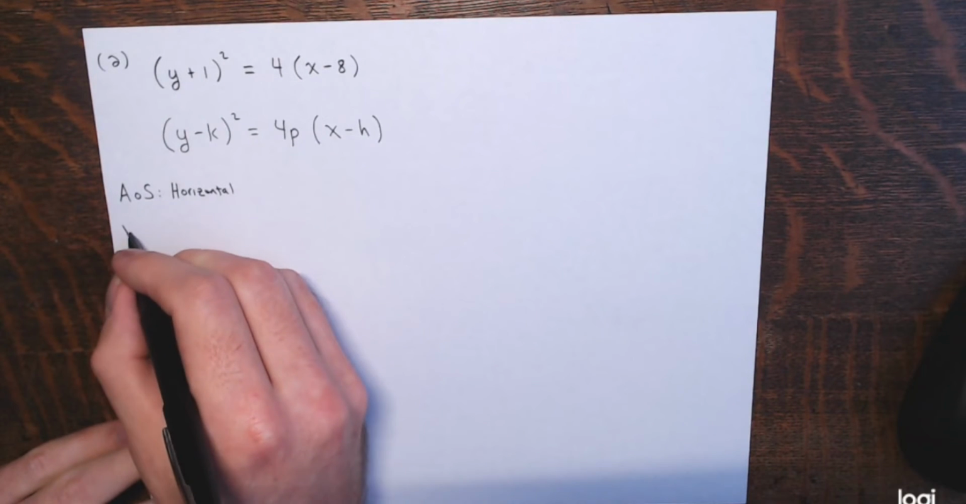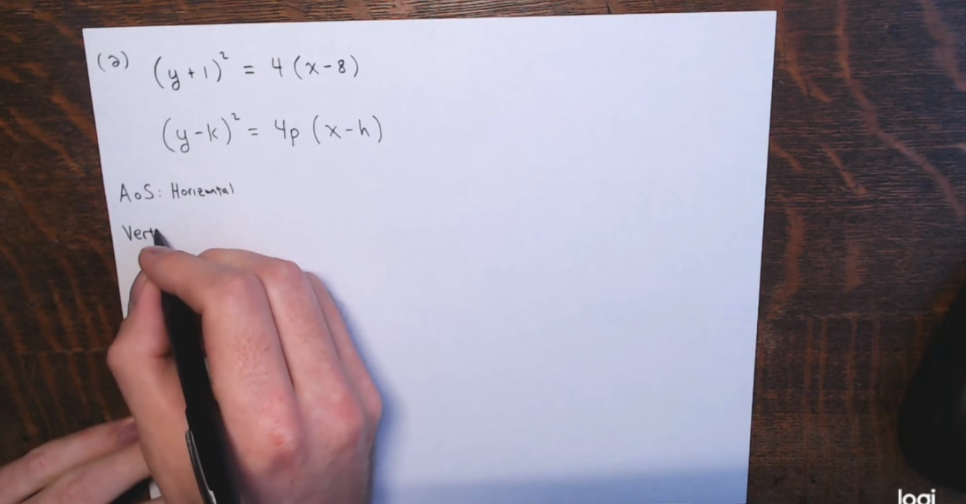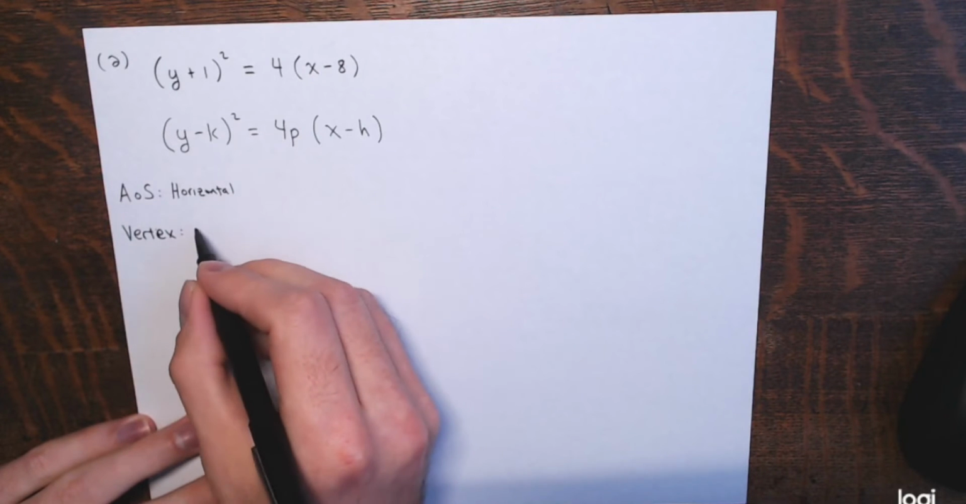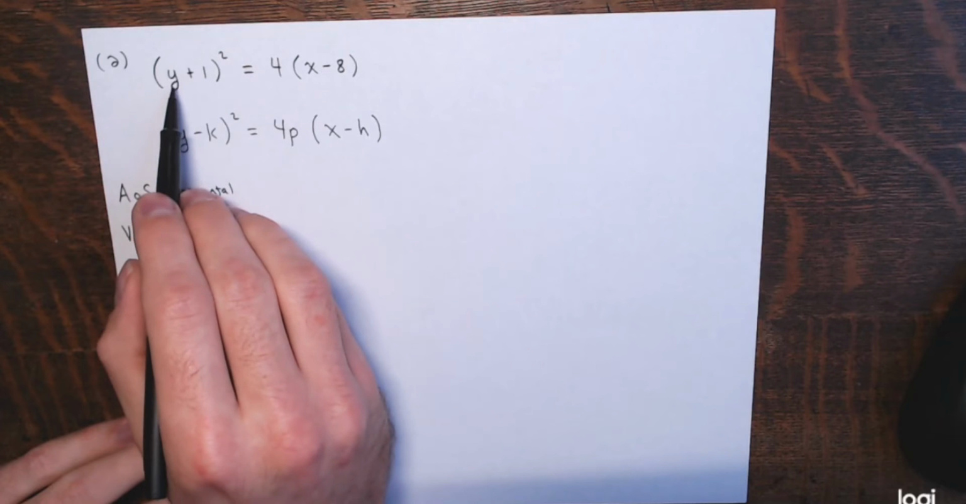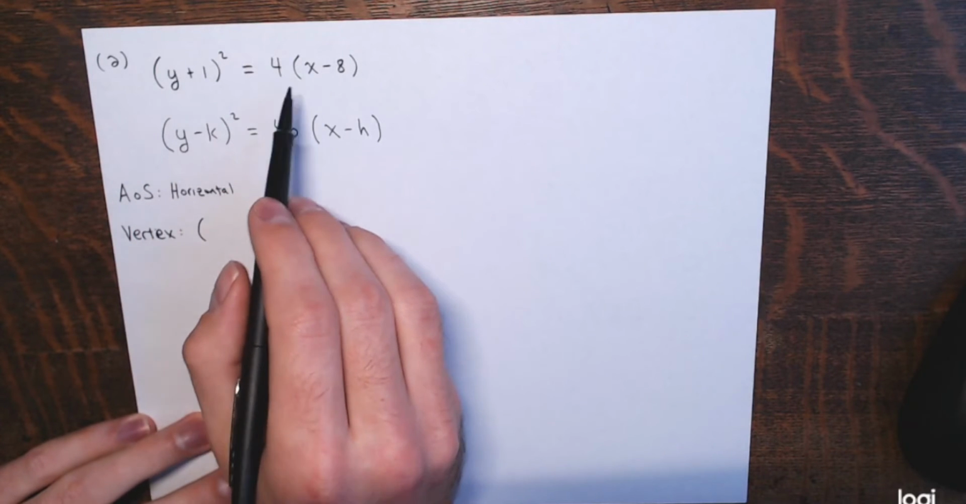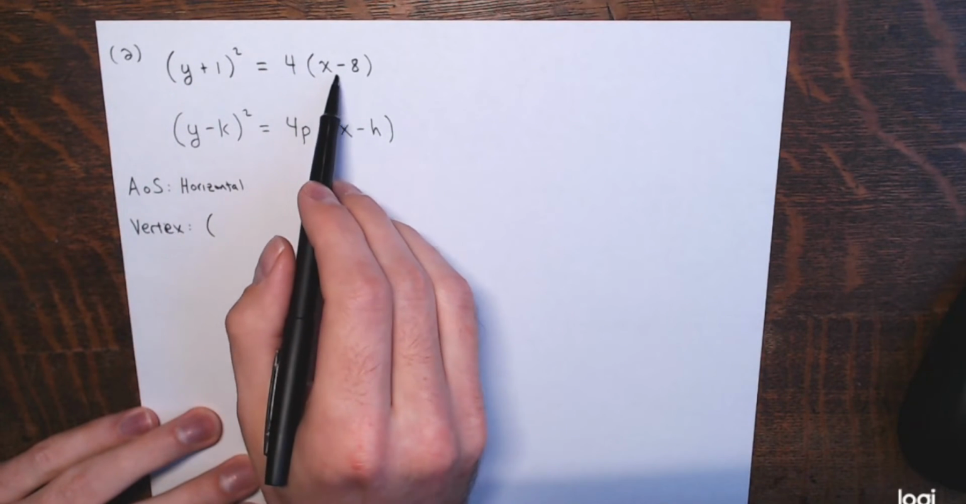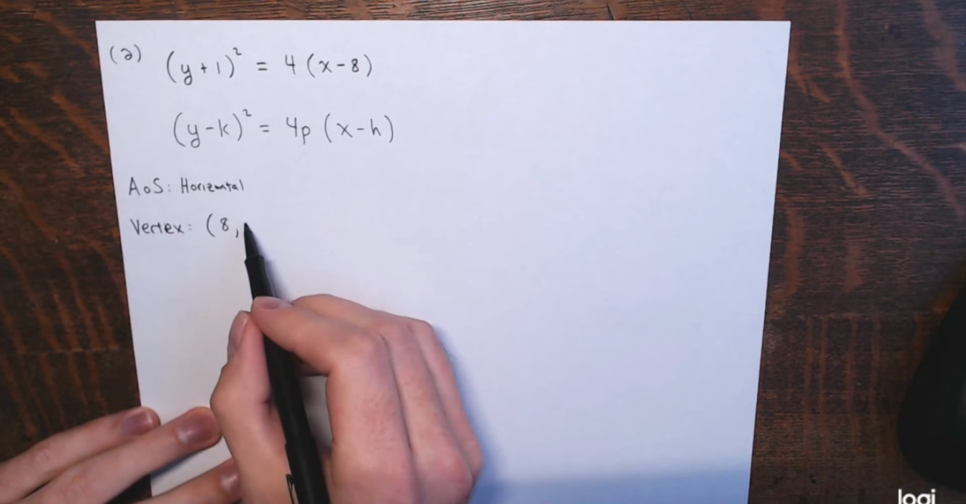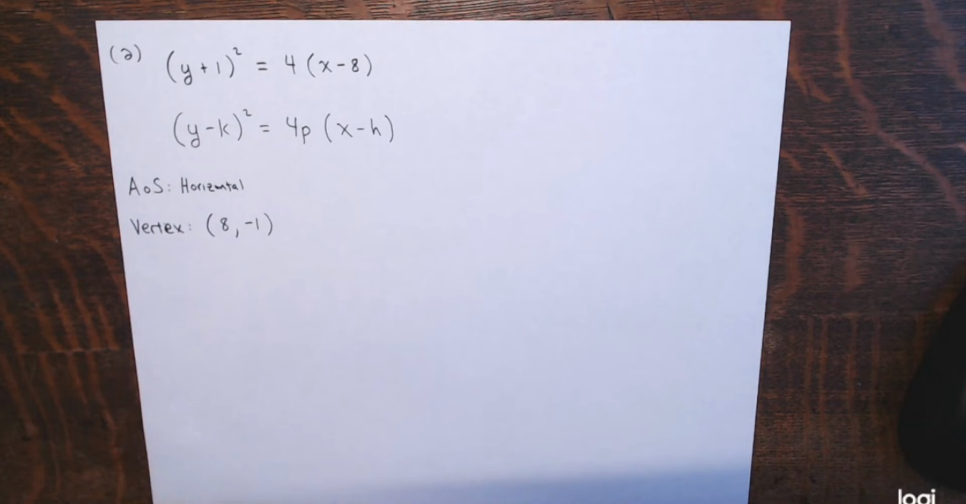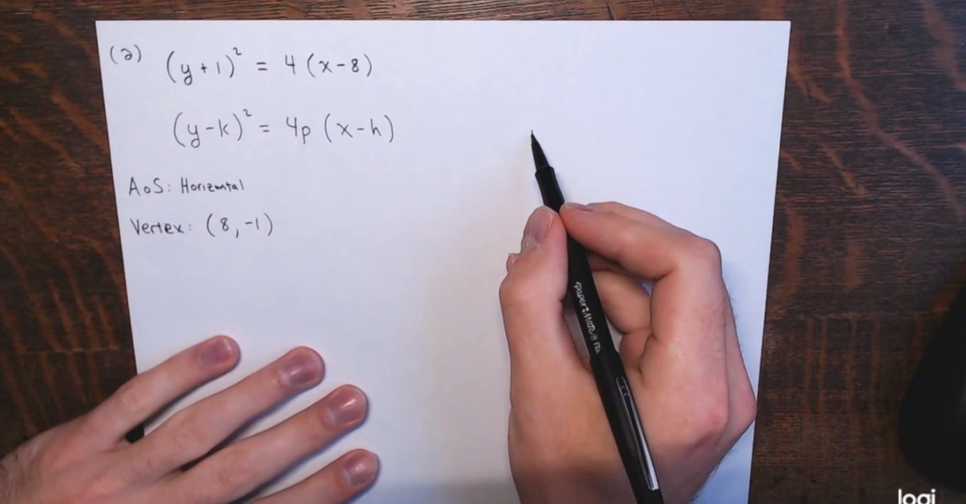Now, since it's in standard form, the vertex of this parabola should be simple enough. Again, just think about the value of x and the value of y that would make this 0 equals 0 once it's in standard form like this. So 8 for x and -1 for y. All right, so 8 for x, -1 for y. There's the vertex. And I'll start plotting this.